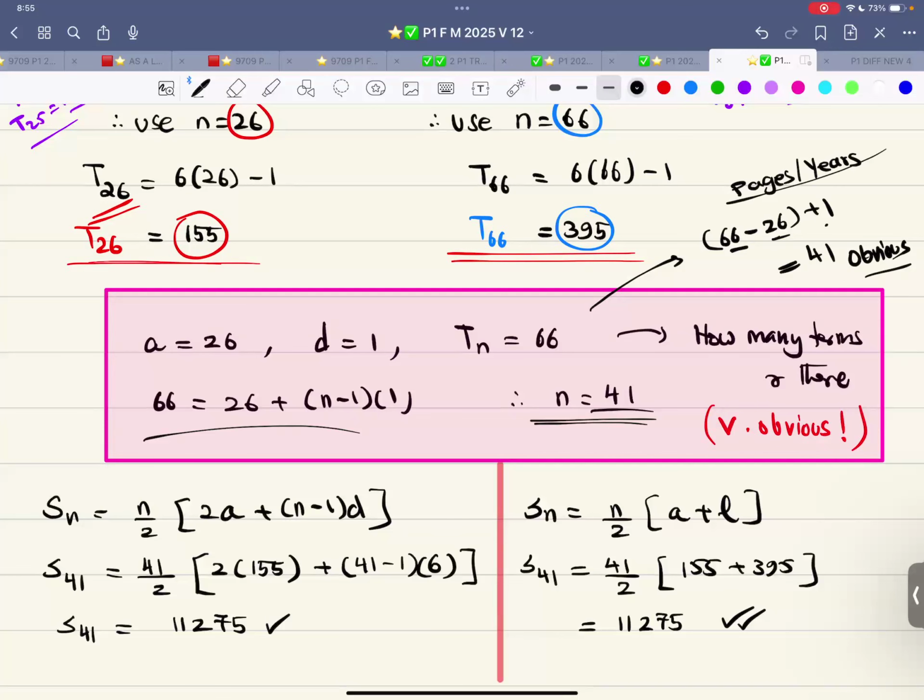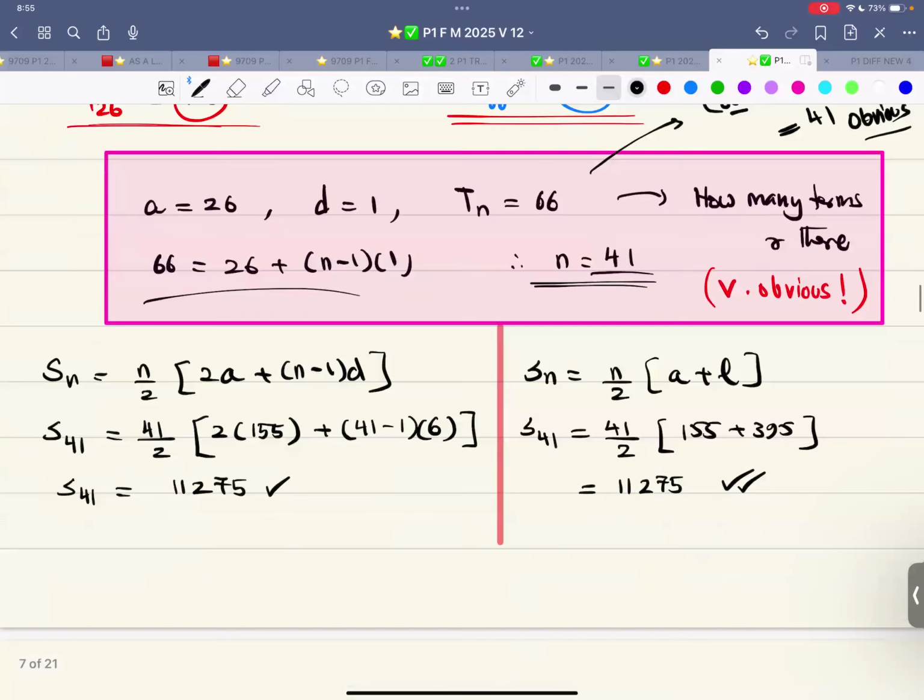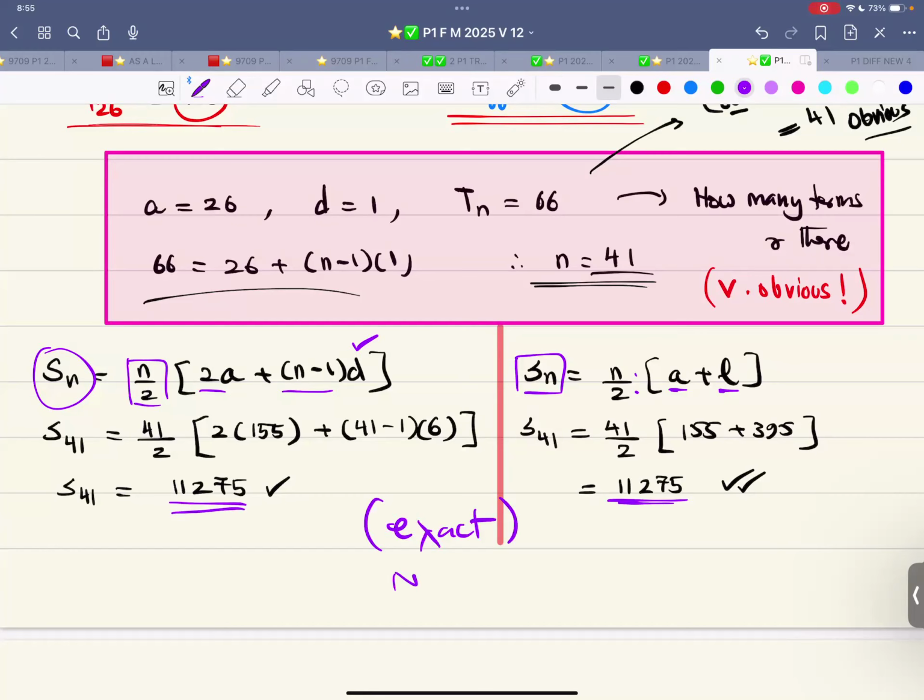If someone is unsure, I have done that. So now there are two options. Method 1 is using this sum formula: Sn is equal to n divided by 2, into 2a plus n minus 1 into d. Someone can use this formula, n divided by 2, a plus l. In both cases, the answer is 11,275. And this answer is exact. No need to round off.